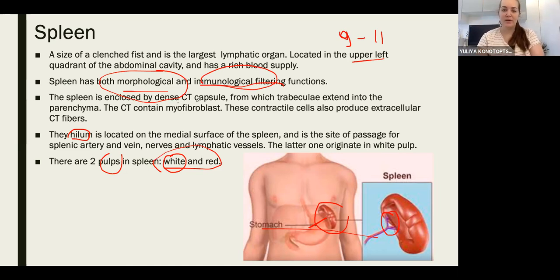Spleen is surrounded by a connective tissue capsule, the same idea, with trabeculae, blood vessels, etc. But the cell within the connective tissue capsule of the spleen is the myofibroblast. This is very special. I can count how many organs have it, and spleen is one of them. So instead of myoepithelial cells, it actually has myofibroblasts. What does the cell do? It makes collagen fibers, and when needed, it can contract.